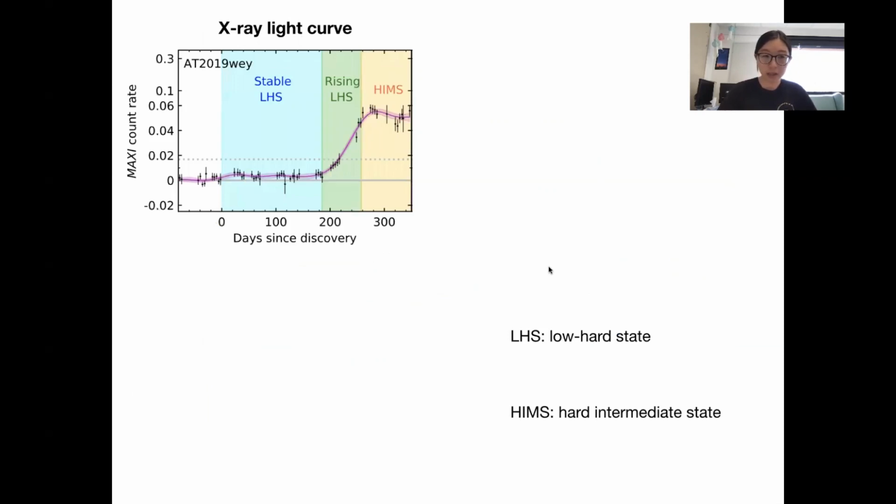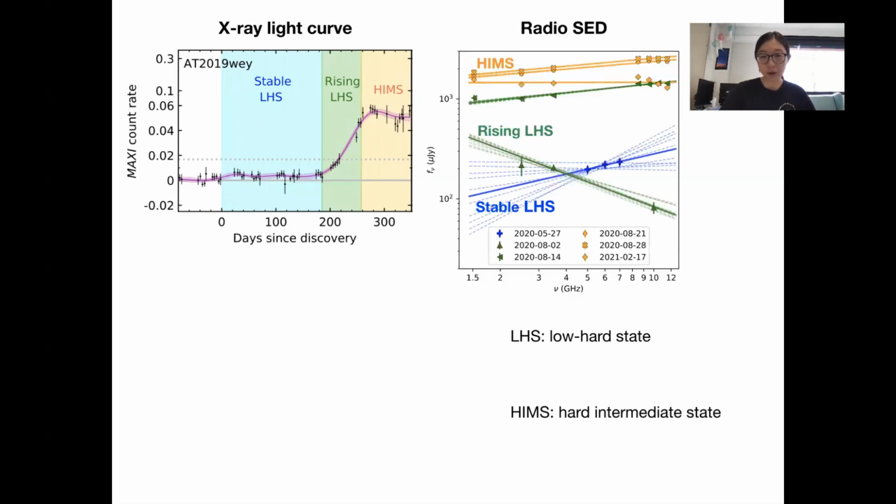We have conducted a very comprehensive X-ray follow-up campaign of this source, which classified the X-ray evolution into 3 distinct phases, namely the stable low hard state, the rising low hard state, and the hard intermediate state. We also obtained some radio observations using the VLA, and you can see that from the stable low hard state to the hard intermediate state, both the X-ray and the radio flux have increased by a factor of more than 10. This tells us that the activity has been getting stronger in both the accretion disk and the relativistic jets.